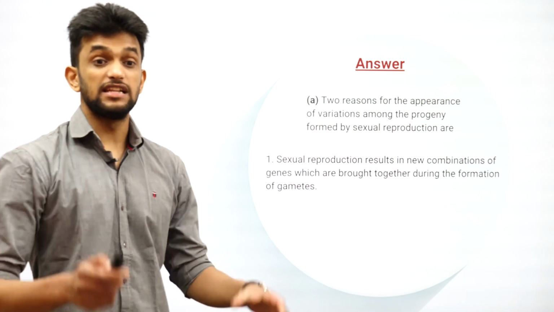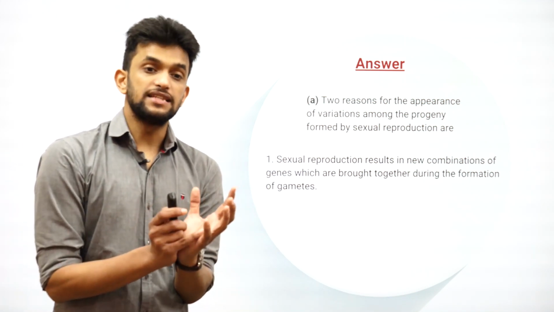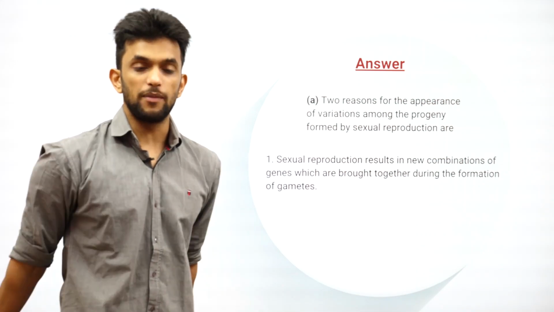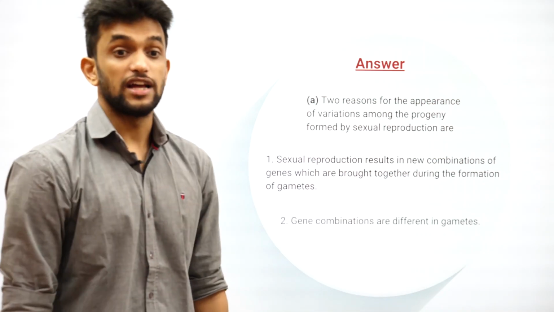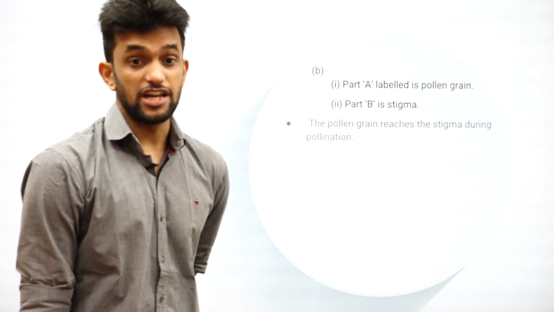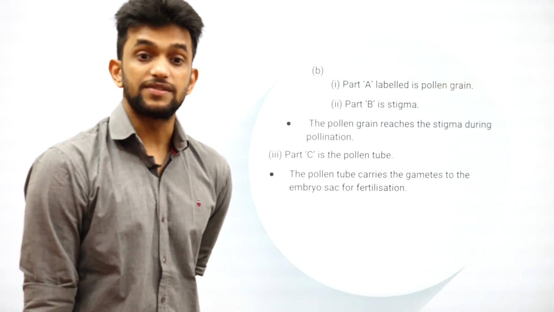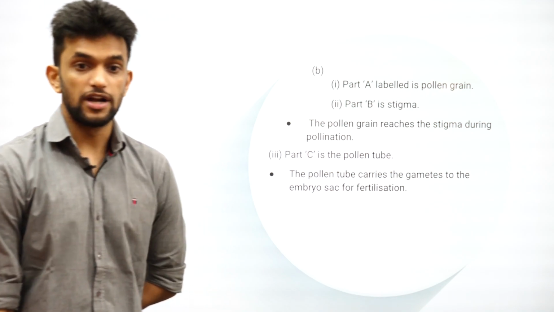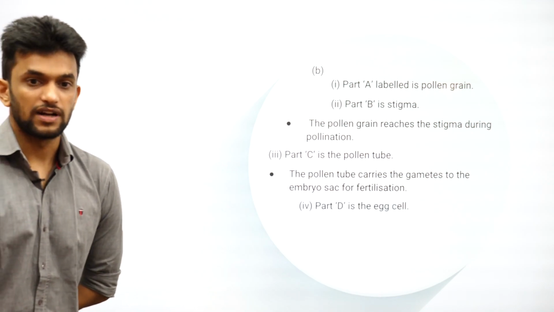Sexual reproduction results in a combination of genes, and there is crossing over also during formation of gametes. So that's why variation takes place. A is pollen grain, B is stigma, C is pollen tube, and D is the gamete forming fertilization, or the egg cell.